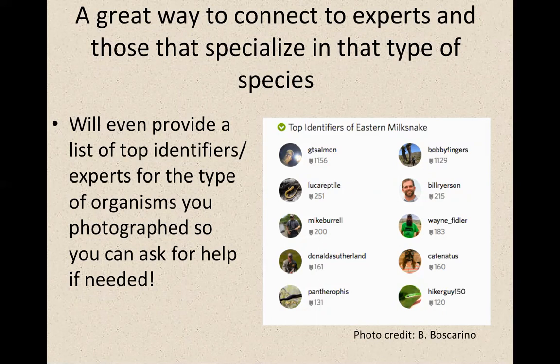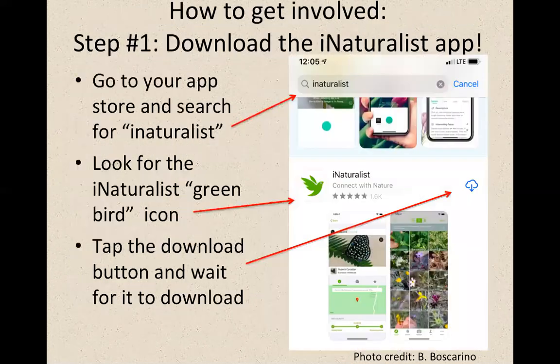So not only did I get feedback on that snake post, but I was able to connect to the list of top identifiers, they're called. I post an observation, and then identifiers see that observation, get more specific, and weigh in on what it is that you've posted. And now I have a whole list. If I ever have a snake question, I know who to contact. These are all guys in my area that are top identifiers of eastern milk snake, and I could ask questions of them if I wanted.